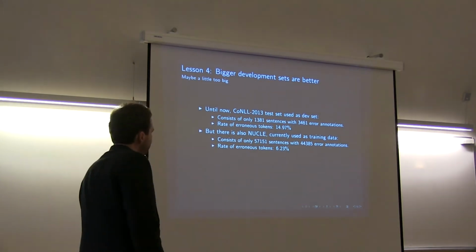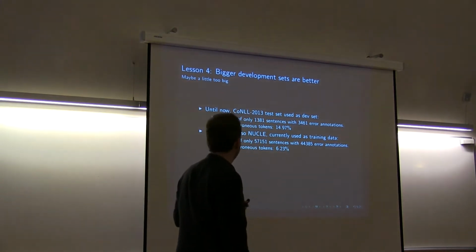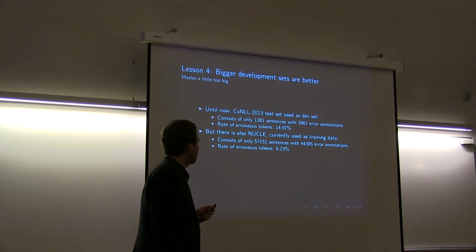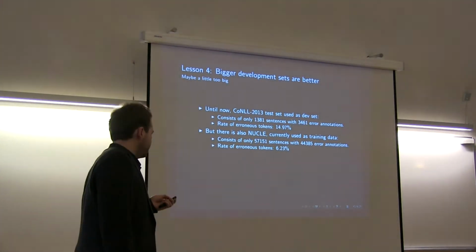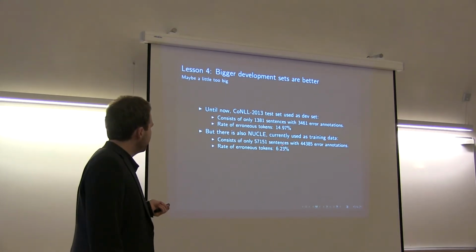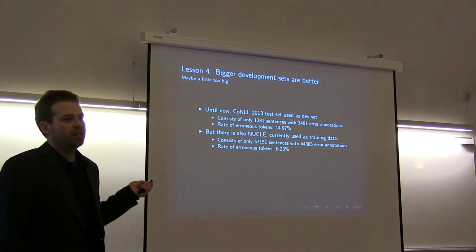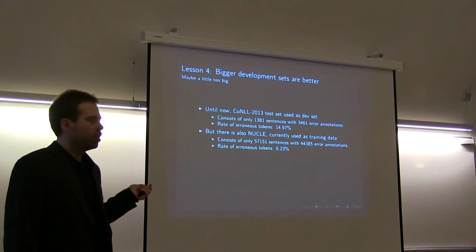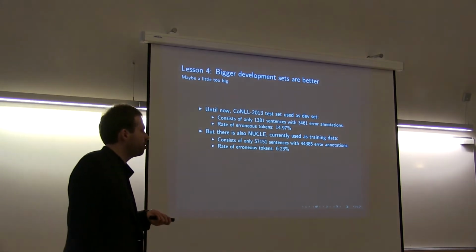But the good thing is there's also the training data, NUCL. NUCL consists of 50,000 sentences with 40,000 error annotations, but the rate of erroneous tokens is much smaller. So roughly 6% of the tokens are actually errors. So this is again a problem, because if we now say, okay, this is small, let's just use NUCL for tuning, then we have a problem, because the main parameter, which is the rate of errors, is very small. So we might actually tune a system that will learn, okay, do not correct too much, because you might damage the data too much. While the dev set, at least, says that the error rate is much higher.